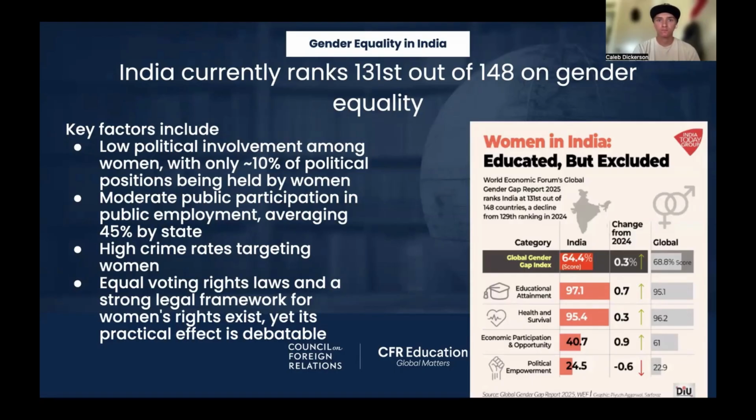Some notable factors that cause this low score is there's a very low political involvement amongst women in India, with less than 10% of political positions being held by women. This gets even lower, ranging around 6 to 8% in India's federal parliament and legislation. And there's moderate participation of women in public employment, averaging around 40 to 45% by state. However, there are notable outliers where these numbers can get up to 55 to 60% in other areas. So it varies significantly in such a diverse and big nation.